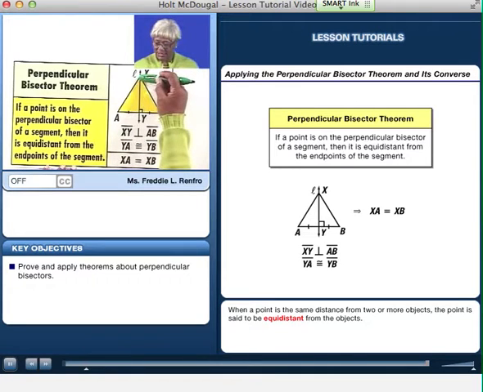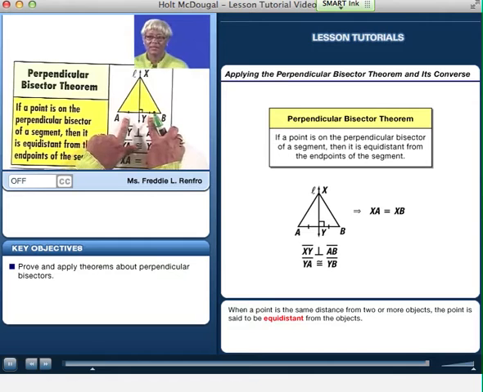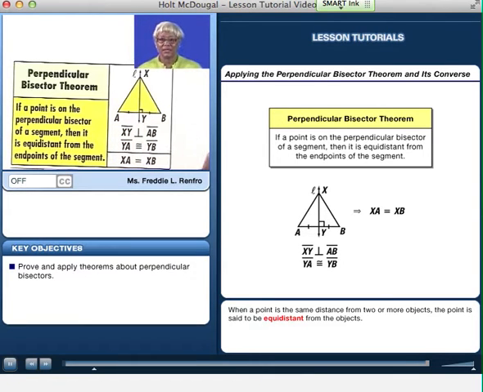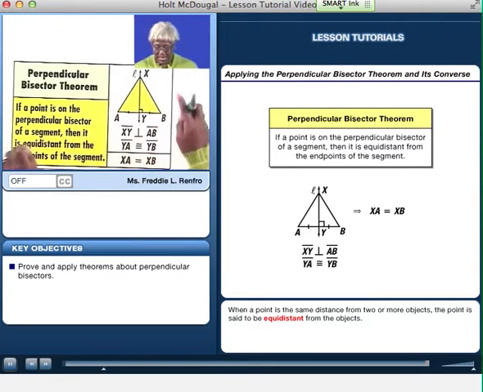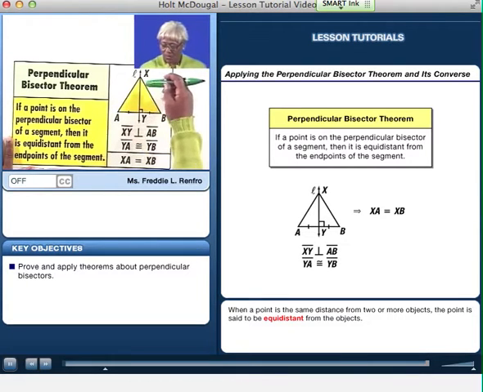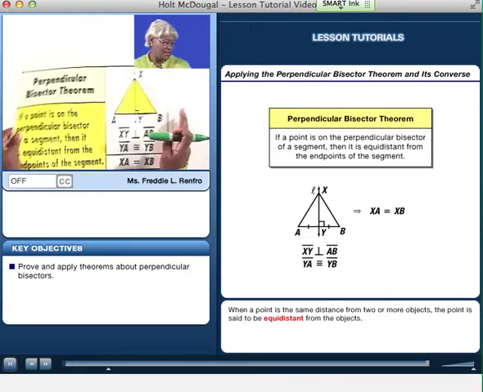If point X is on the perpendicular bisector of a segment, and it is, notice it's bisecting this segment and it's also perpendicular. So if X is on that perpendicular bisector, then X is equidistant from these two endpoints, making XA equal to XB. Now, knowing that, let's look at a figure.